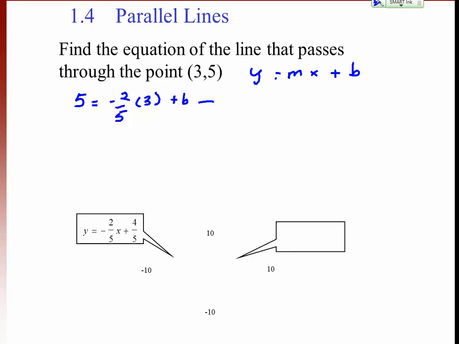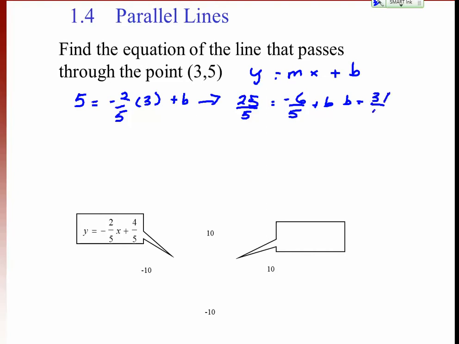Okay, so if I multiply this out, 5 equals -6/5 plus b. If I change 5 into fifths, I get 25/5, right? That's the same as 5. I did that so I can add these fractions together. When I add -6/5 to 25/5, I get b equals 31/5.